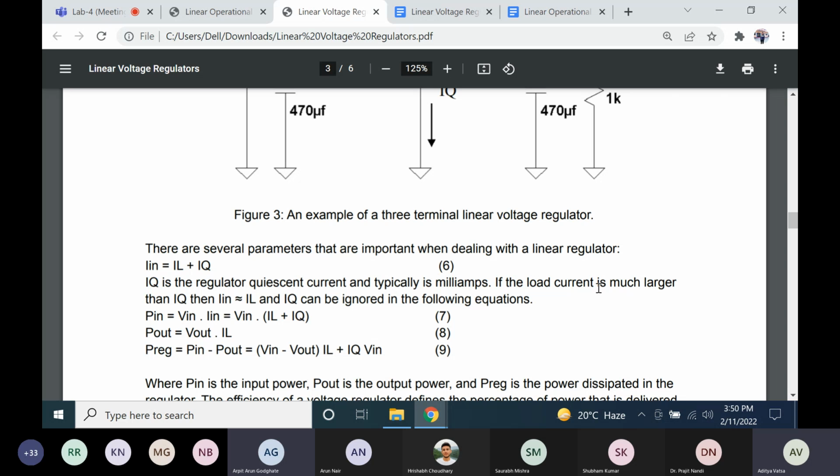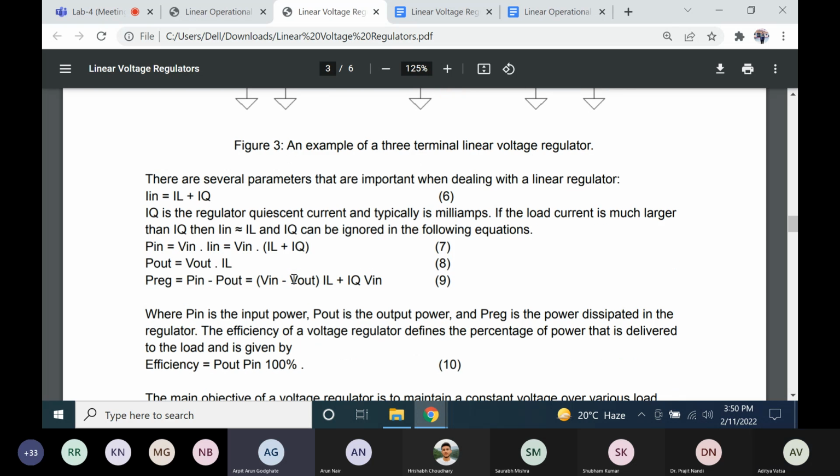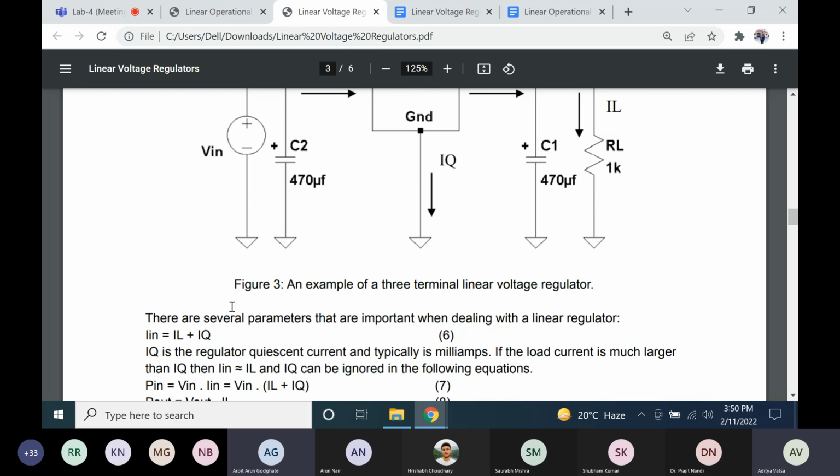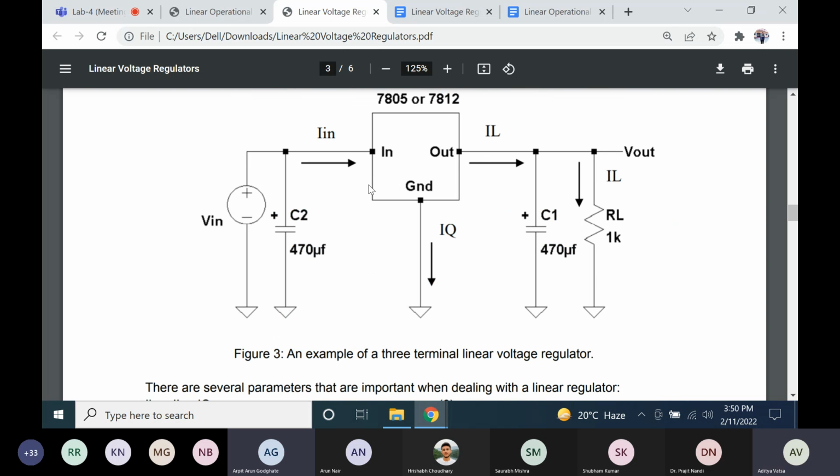If the load current is much larger, we will ignore this IQ, so IN is nearly equal to IL. So what is the power? Power input is V input into I input, which is IL plus IQ, and P out is V output into I load. This way we can find the efficiency, P out by P in, into 100. P reg is the power dissipated in the regulator, the difference between P input and P output. So some power will be dissipated inside this IC.